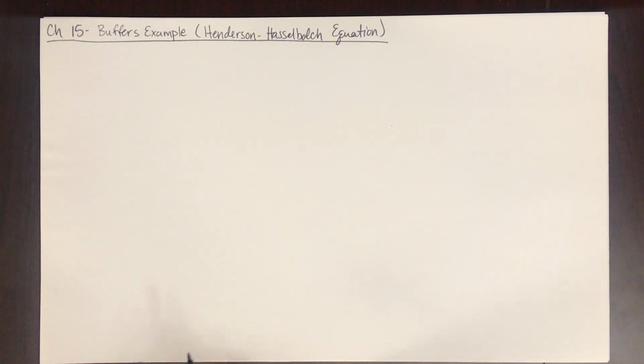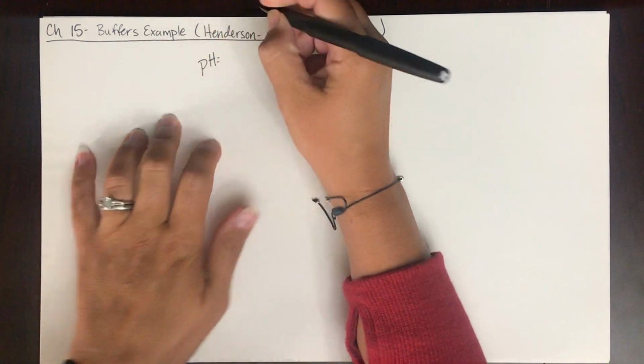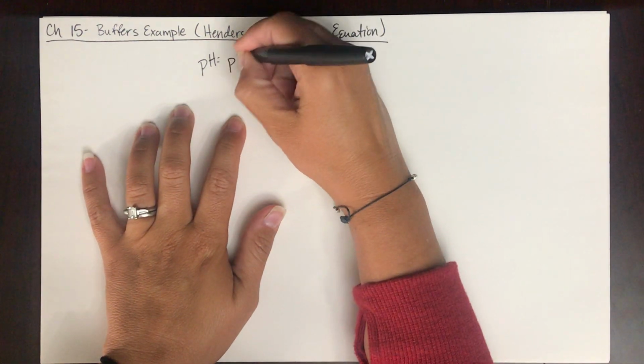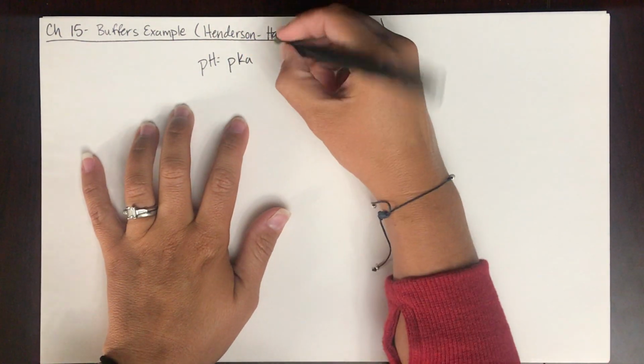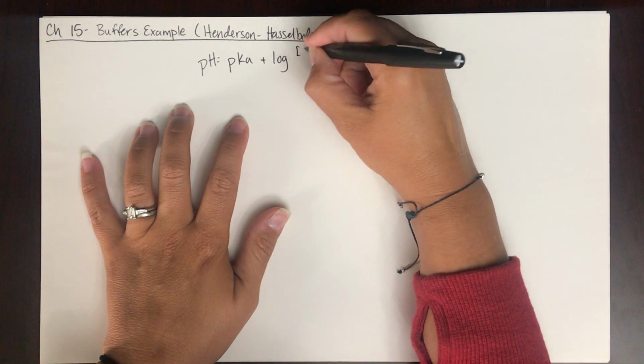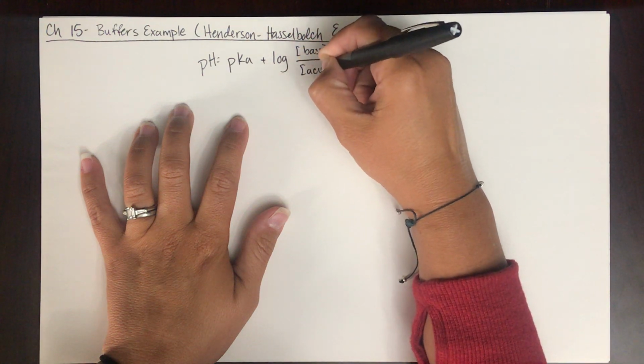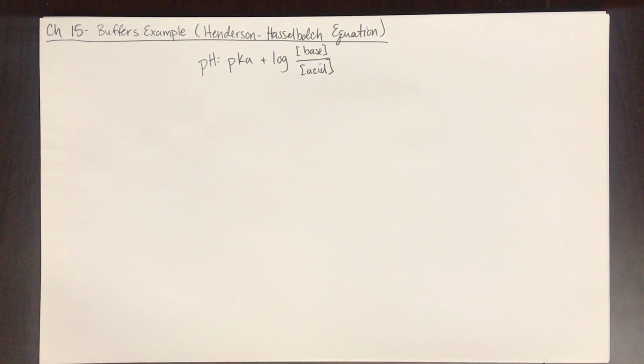So this is the Henderson-Hasselbalch equation, and it says that the pH equals the pKa plus the log of the concentration of base over acid. So that's the Henderson-Hasselbalch equation.